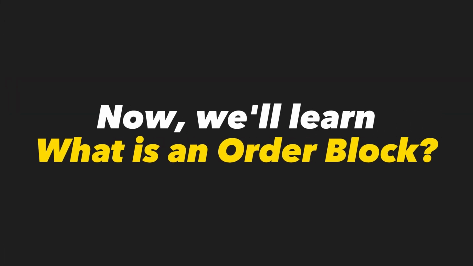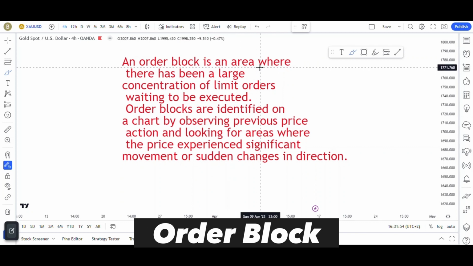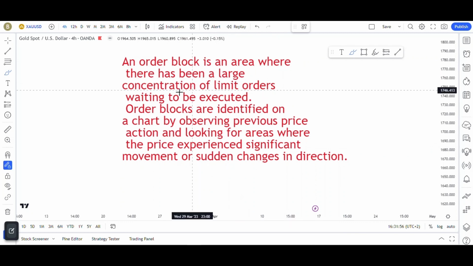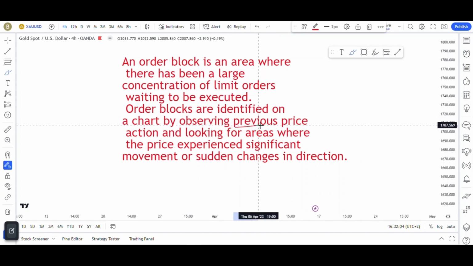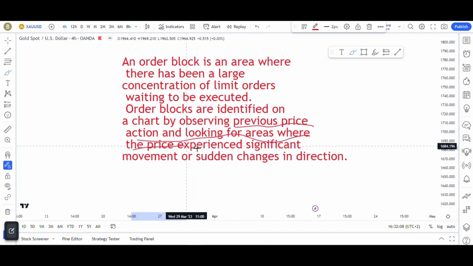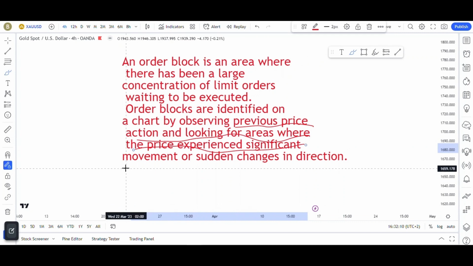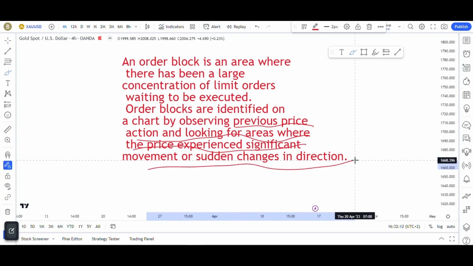Now we will learn what an order block is. An order block is an area where there has been a large concentration of limit orders waiting to be executed. Order blocks are identified on a chart by observing previous price action and looking for areas where the price experienced significant movement or sudden change in direction.